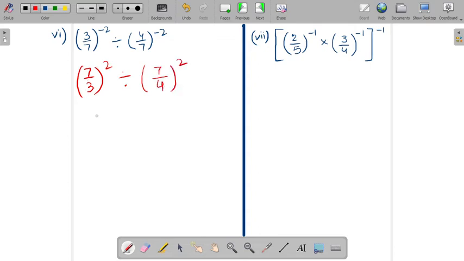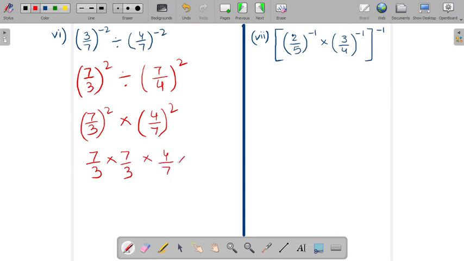So what should be the next step? To change this into multiplication. So how will you do it? Change it into multiplication and the next term will become reciprocal. Now open it. 7 by 3, 2 times, and 4 by 7 also 2 times.